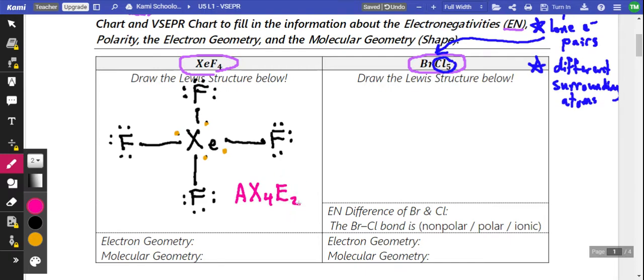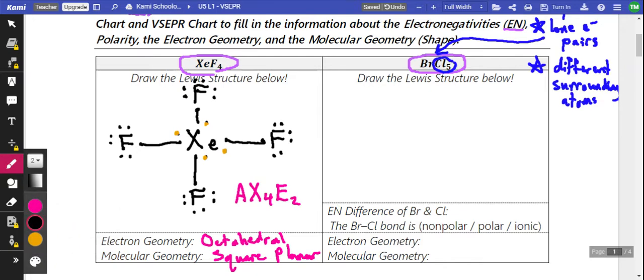If you look that up on the VSEPR chart, the code AX4E2 has to do with an electron geometry of octahedral, because you've got 6 electron domains. Out of those we have 4 bonded atoms. That leaves us with square planar. This is a square planar molecule. Okay, let's try another.